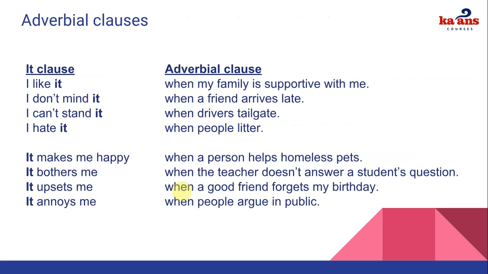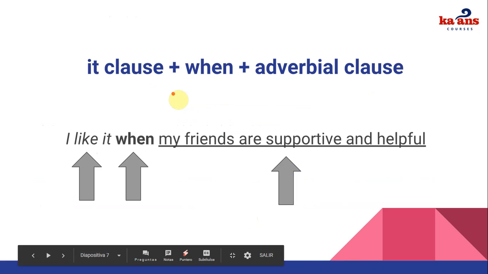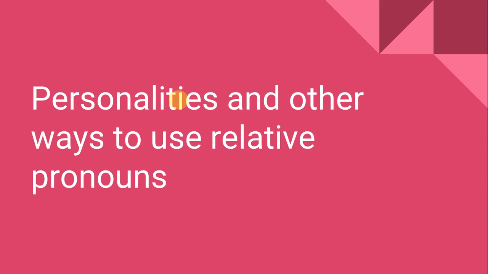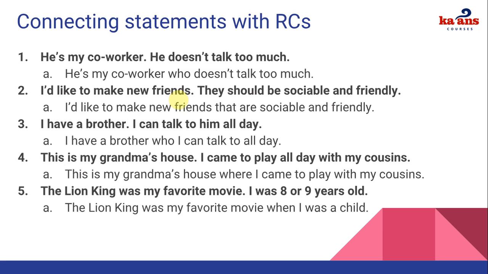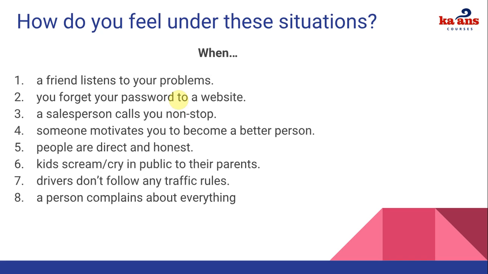So the it clause would describe your opinion about it, and then the adverbial clause introduced with when would give information about those people and their actions. Okay, so those were the 2 main topics. Again, the structure, and we had this exercise about how we connect 2 sentences into one, and that was the idea of relative clauses. And we also had this lesson number 3, and we had some questions about your opinion about certain people or situations.